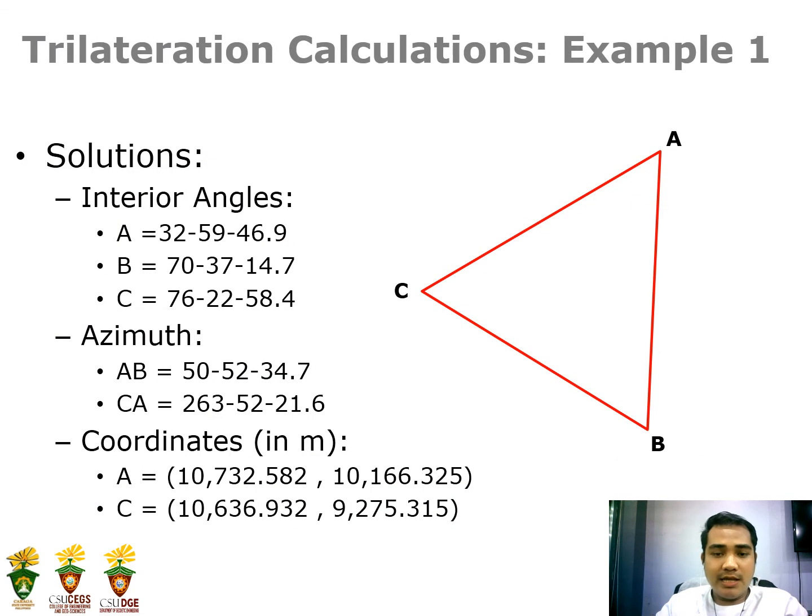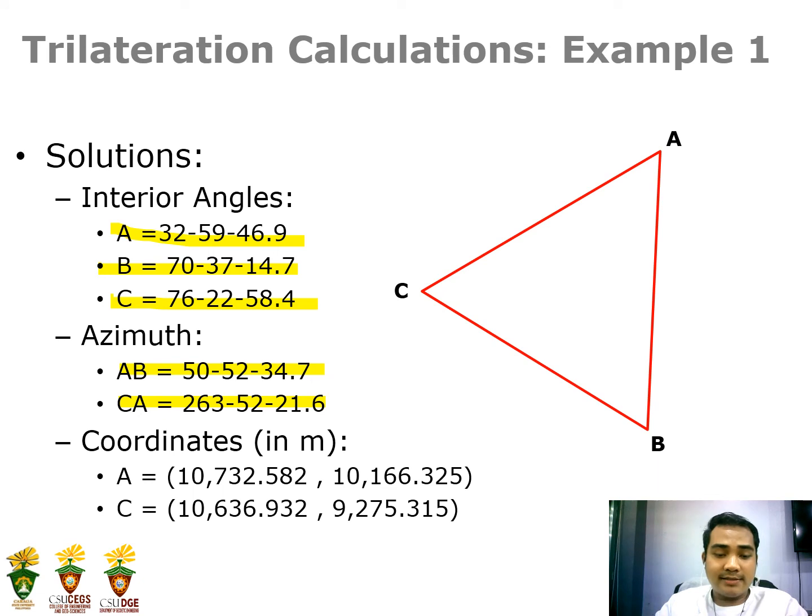So, here are the summary of the answers or solutions for example number 1 in trilateration problem. So, we have here the interior angles. Ano siya? Interior angle A, 32, 59, 46.9. And for B, 70, 37, 14.7. And C is 76, 22, 58.4. For azimuth AB, we have 50 degrees, 52 minutes, 34.7 seconds. And for CA, 263, 52, 21.6.